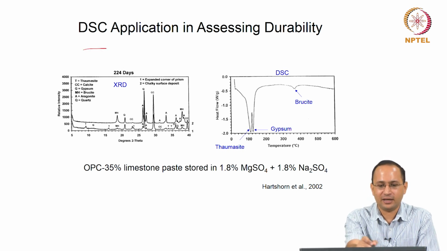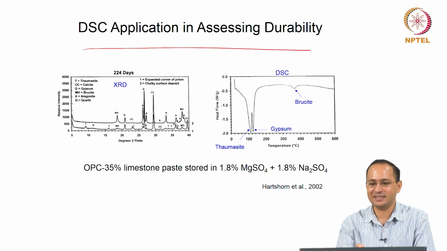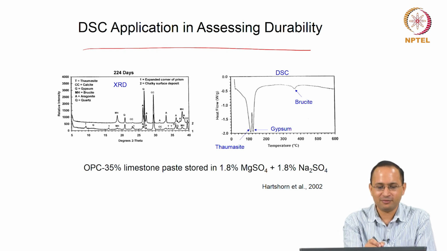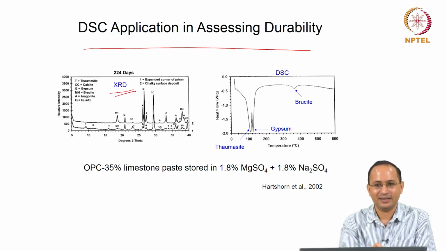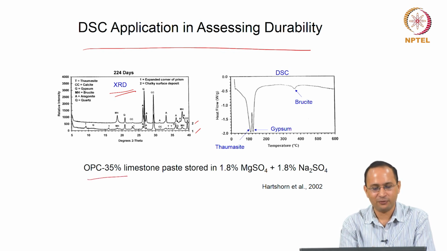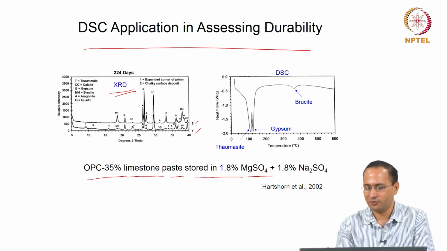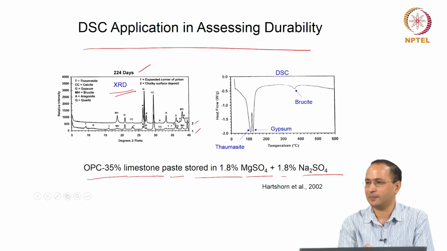So, let us look at the application of DSC in assessing durability. On the left side you have the XRD plot, right. XRD tells you what kind of phases you have, right. So, here you see pattern 1 and 2. One is basically OPC with 35% limestone paste stored in 1.8% magnesium sulphate and 1.8% sodium sulphate for 224 days, right. So, we are talking about a kind of sulphate attack. In this case, we are talking about thaumasite type of sulphate attack.